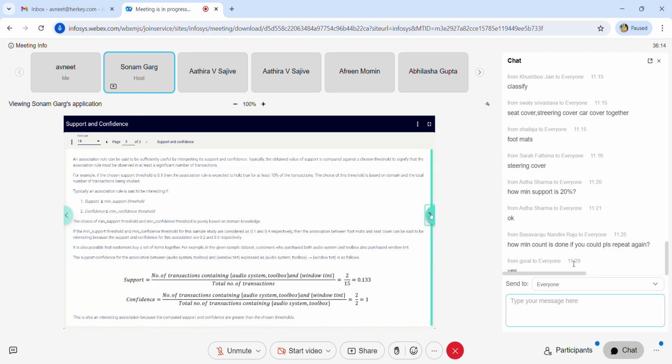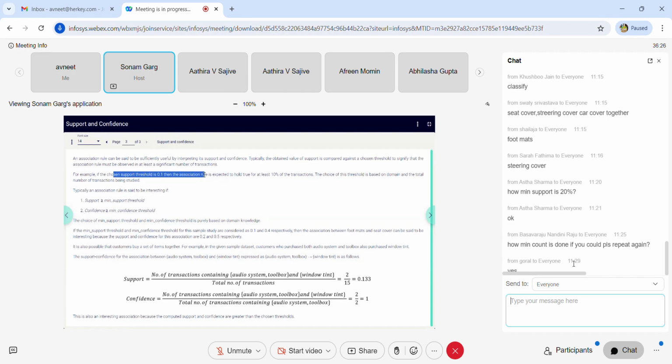Now, to get to some analysis, we need to compare it with some minimum threshold. So you have to choose it. You can choose it to be 10% of the transactions or 20% of the transactions, based on your data, based on your business requirement, based on your analysis.